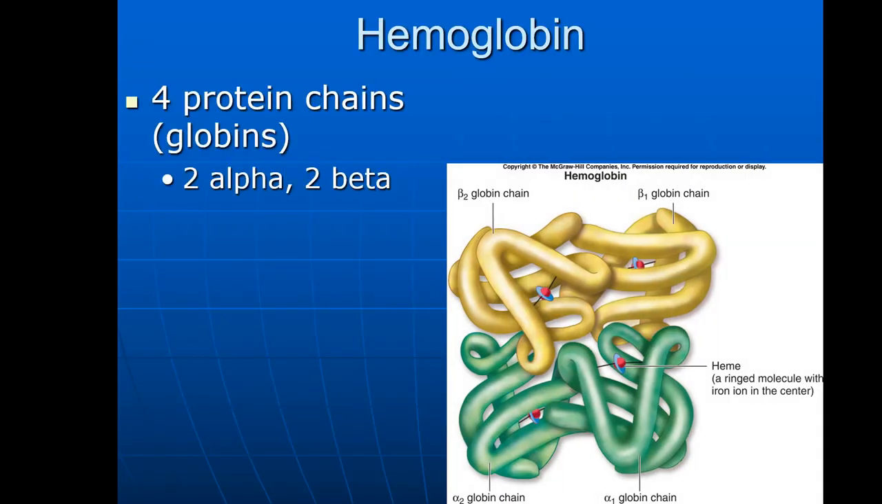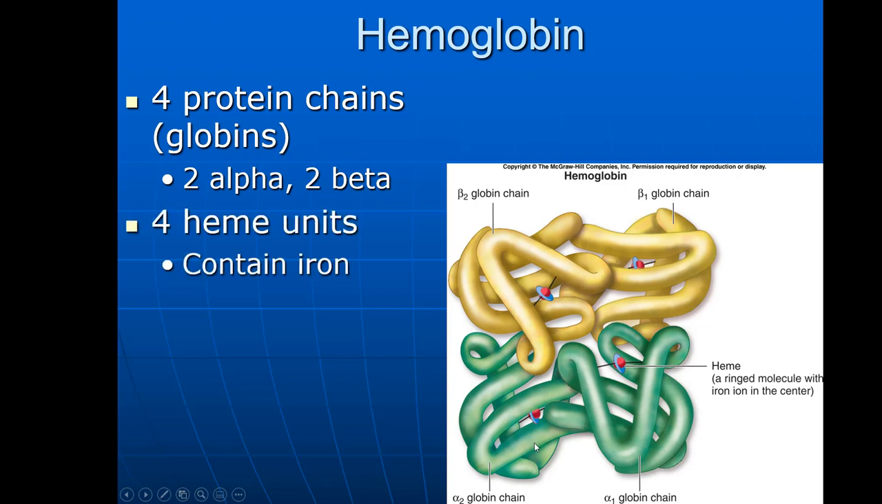So this is the hemoglobin that I was talking about. It's a big protein. It has 4 chains. The chains are called globins. And each of those chains has this little red dot. That red dot is called the heme unit. And the heme unit, the little red dot, contains iron. Iron is where oxygen binds. So if this is one hemoglobin molecule, one hemoglobin molecule can carry 4 molecules of oxygen.